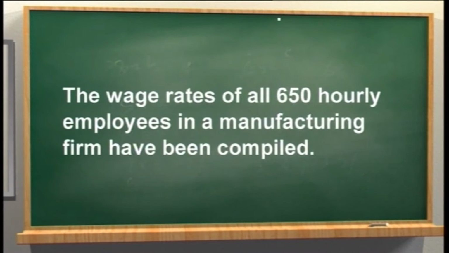The wage rates of all 650 hourly employees in a manufacturing firm have been compiled. The best representative measure of the typical wage rate is the median because a population is involved and the median is relatively unaffected by any lack of symmetry in the wage rates. In fact, such data as wage rates and salaries are likely to be positively skewed, with relatively few wage or salary amounts being exceptionally high and in the right tail of the distribution.